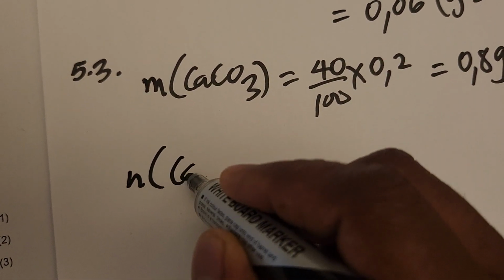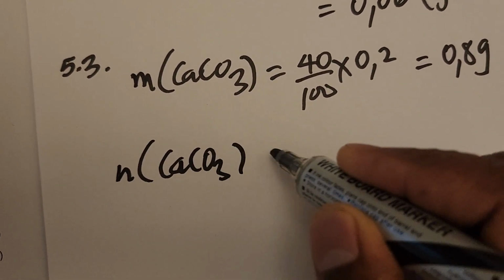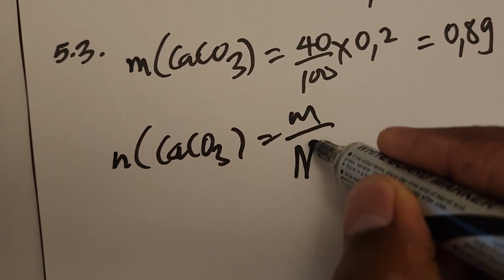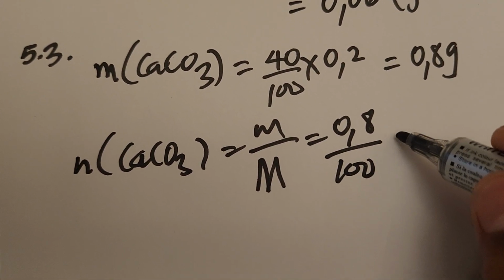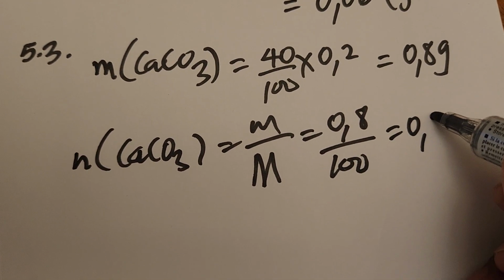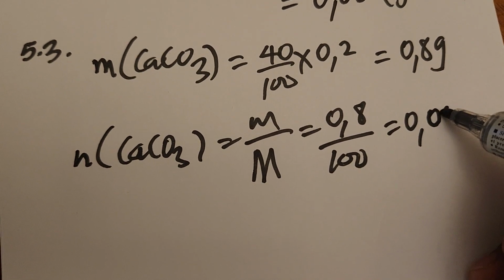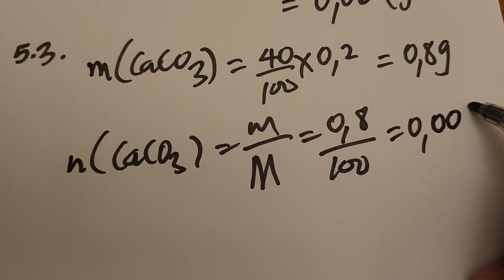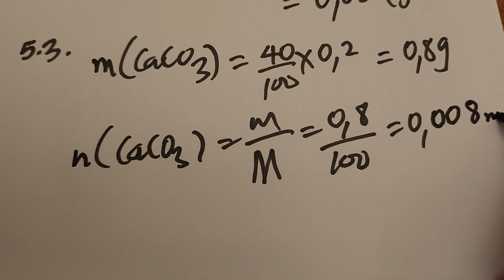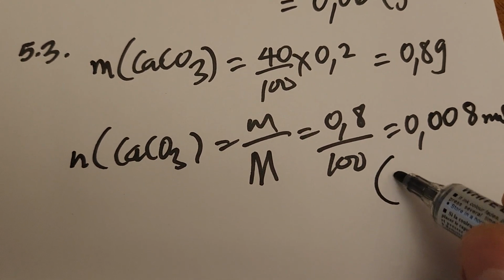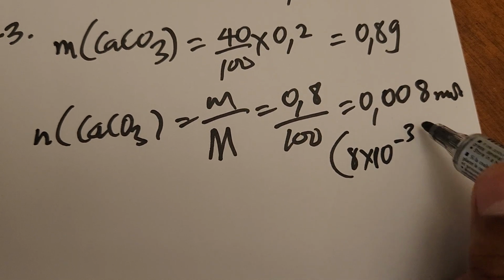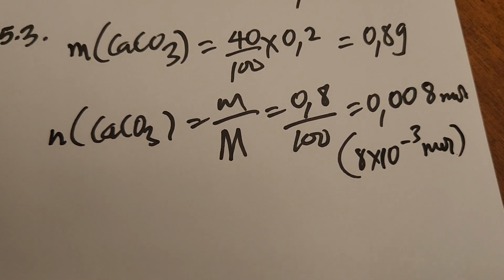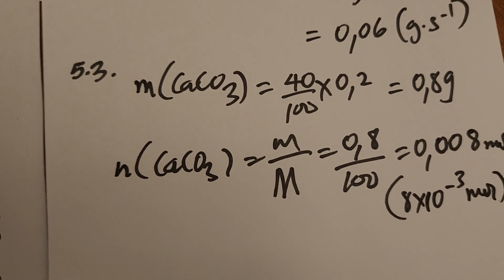The number of moles of calcium carbonate will be the given mass over the molar mass, which is 0.8 divided by 100. Then this will give us 0.008 mole, or you can have 8 by 10 to the exponent minus 3 mole. No problem if your calculator is on scientific mode.